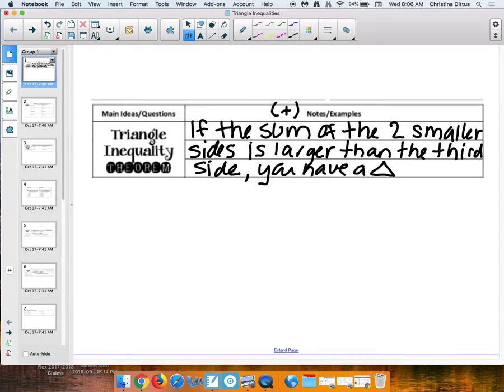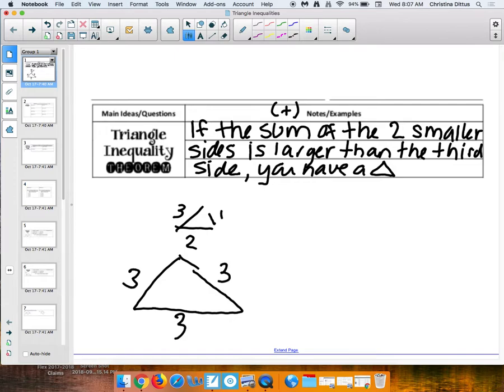If this side is 3 and this side is 2, and this side is only 1, it's not going to match up. It's not going to make a triangle. So there's not going to be any equilateral triangles. Are there going to be equilateral triangles? Maybe. There could be. If they're all 3, if you add these two sides, and they're bigger than this one, yeah.